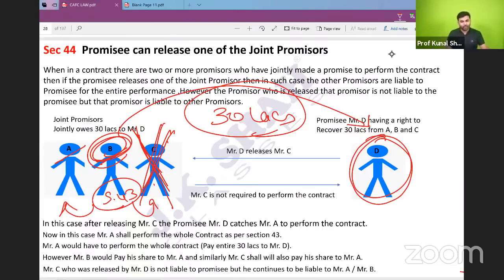What is the law trying to say over here? Law is trying to say that the promisee can release one of the promisors, and the promisor who has been released is not liable to the promisee, but that promisor is still liable to other promisors. That is section number 44.